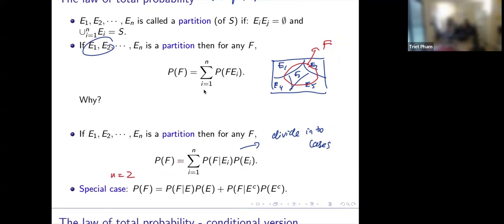A natural thing, for example, is let's say the probability that you will bring an umbrella with you. Well, maybe that is not easy to calculate, but then you can break it down to: if it rains, what's the probability you bring your umbrella with you? And if it doesn't rain, what's the probability you bring the umbrella with you? Those are two natural cases to split the calculation under.